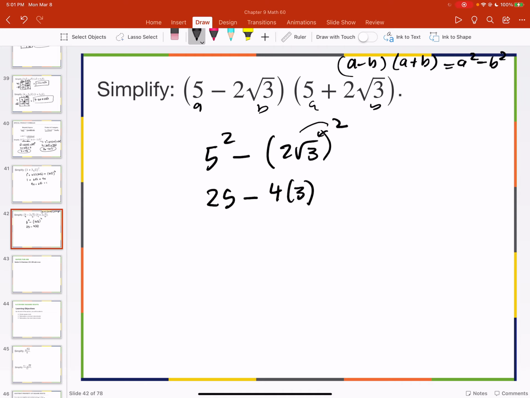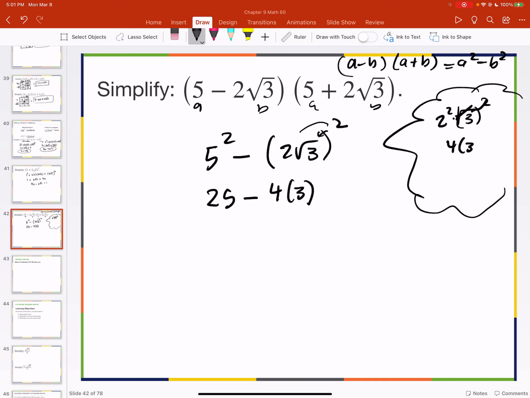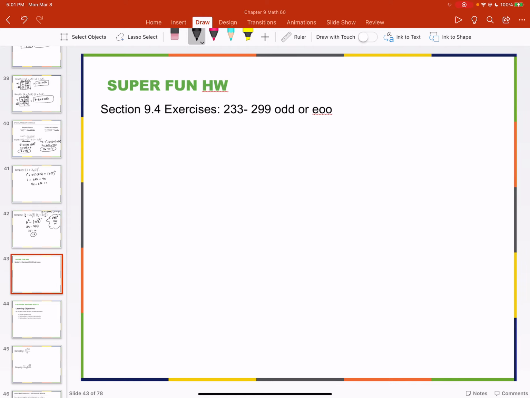Okay, so just in case, so this is 2 root 3, 2 squared times square root of 3 squared. These will cancel out. This becomes 4, and that becomes 3, like that. And then, which is 12. Okay, so then you have 25 minus 12, which is just 13. Okay, and that's it for this section.